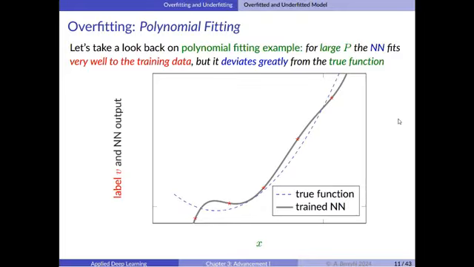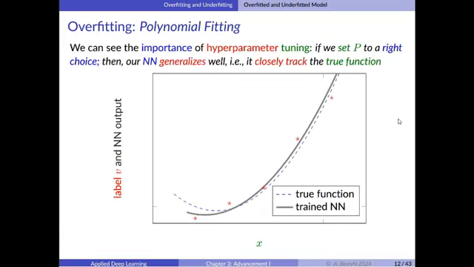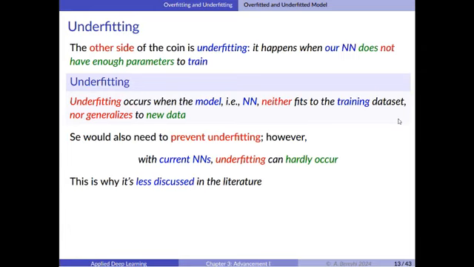And you can see the overfitting here. Okay, and underfitting is the opposite of overfitting, and happens when the network does not have enough parameters to train.